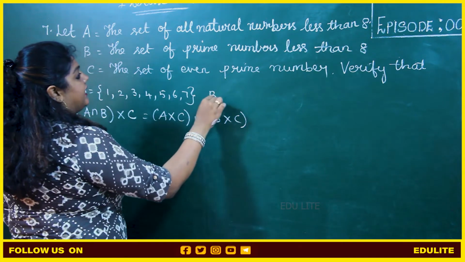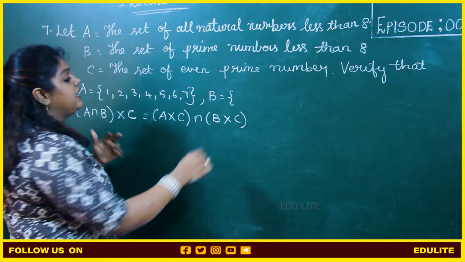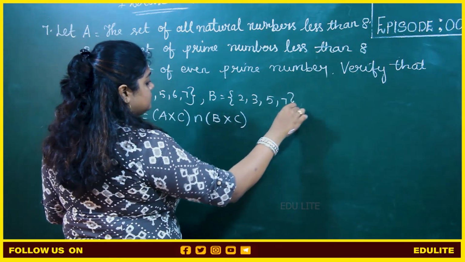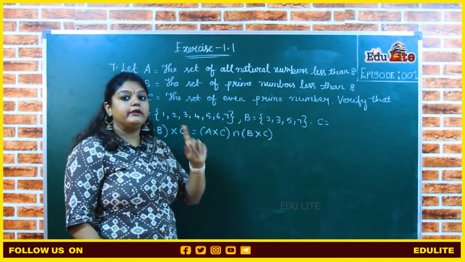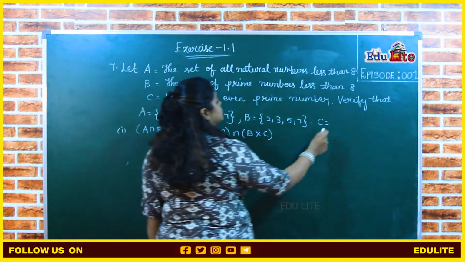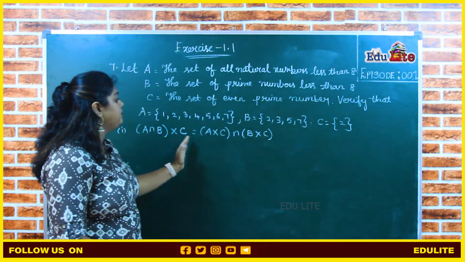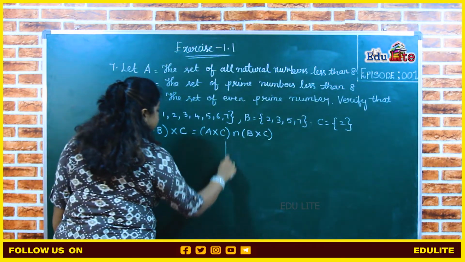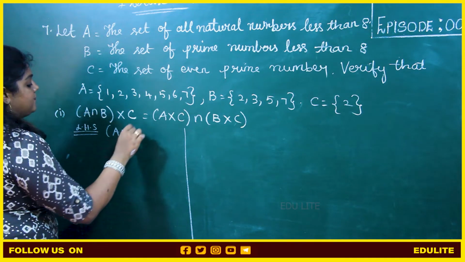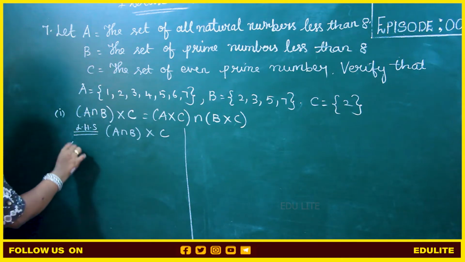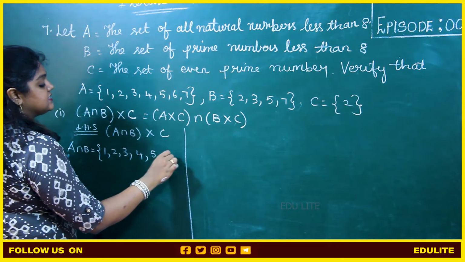Next, B can be written as the set of prime numbers less than 8. So the prime numbers less than 8 are 2, 3, 5 and 7. Next, for constructing C, we are given the hint of even prime numbers. We have to write only the even prime number. The only even prime number is 2. So we have framed the sets A, B and C with the given hints. Now we will prove the problem. We have to verify whether the left hand side is equal to the right hand side. So we will take the left hand side first, (A intersection B) cross C. A intersection B is {1, 2, 3, 4, 5, 6, 7}.